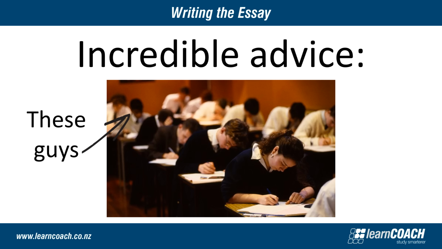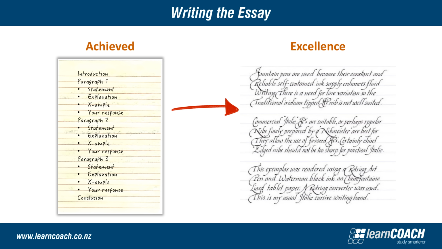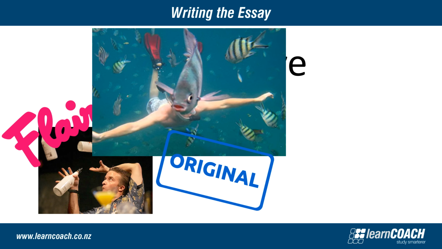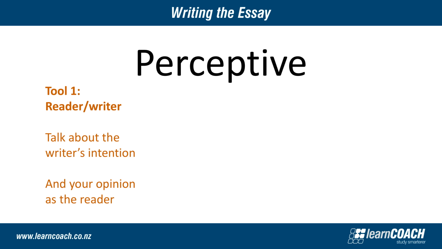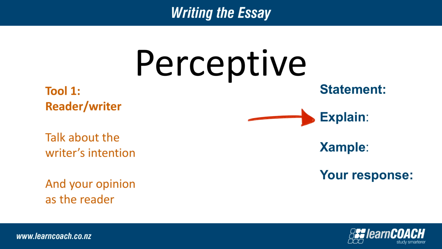In summary, to take your essay from an achieved level to an excellence level, we need to remember that examiners are looking for you to be perceptive and show flair, originality, expression, and flow. 3 ways we learnt to do this are: first, talk about what the writer intended and how it made you respond as a reader. In the explain part of each paragraph, you can say what the writer was intending. Then, in the why your response part of each paragraph, you can say how it affected you as the reader. This ensures you answer both parts of the exam question, and it shows that you have great perception of what's going on behind what's happening on the surface of the book.